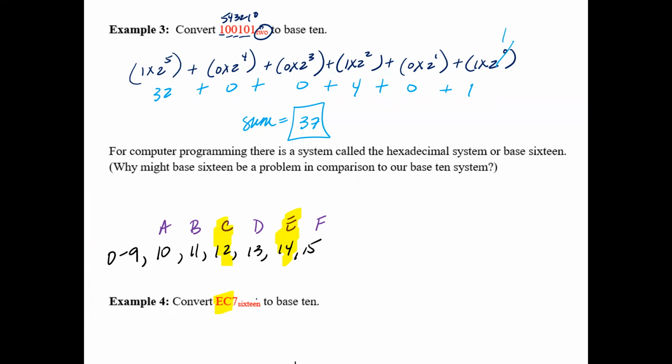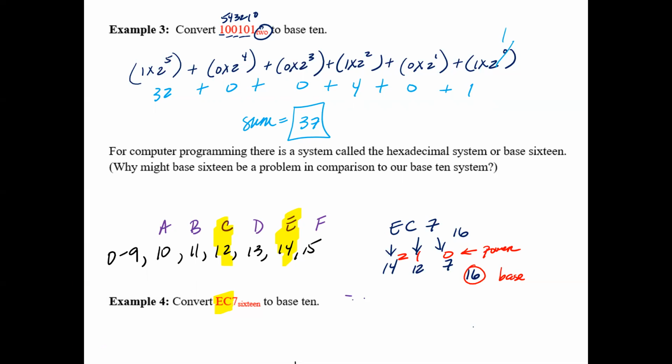So I have EC7 in base 16. E is going to give me a 14, C is going to be a 12, and 7 is a 7. From here, I know that my base is 16, and with places 0, 1, 2, my powers are going to be 2, 1, and 0.